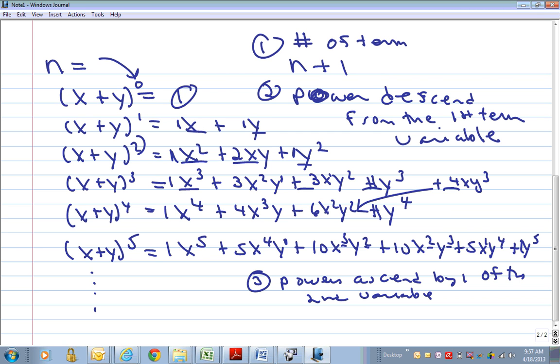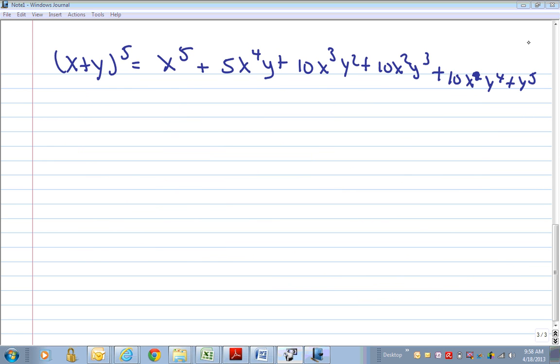I'm going to change screens here. I'm going to rewrite this last expansion so that we can look at it in terms of this little helpful hint for our pattern. This was our last expansion: x to the 5th, 5x to the 4th y to the 1st, 10x cubed y squared, 10x squared y cubed, 5x to the 1st y to the 4th, and y to the 5th. We've already talked about the patterns. Let's look at those coefficients again. The coefficient for the first term is 1, and then we have a 5, then a 10, then another 10, and then a 5, and then a 1 again. Those are our coefficients.